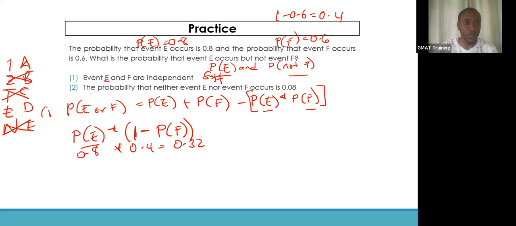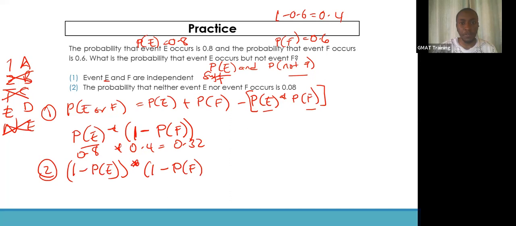For statement 2, we know that the probability that neither event E nor event F occurs is 0.08. That means 1 minus the probability of E times 1 minus the probability of F equals 0.08, which you already know: 1 minus 0.8 is 0.2, and 1 minus 0.6 is 0.4, and that already gives you 0.08.